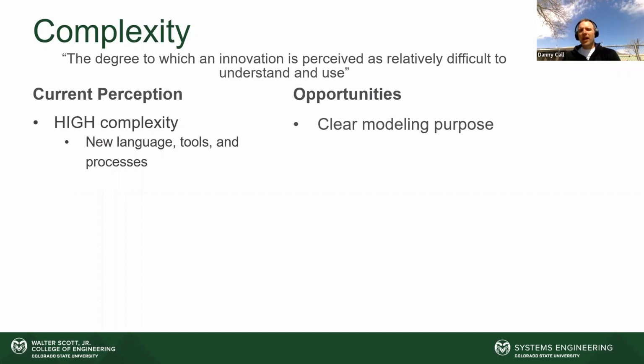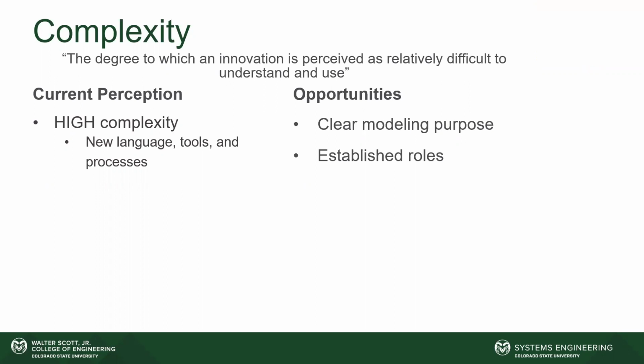So a way that we can reduce that is by making sure that whenever we introduce MBSE, we have a clear modeling purpose. Recognize that we're not doing MBSE just to do MBSE. That clear modeling purpose will provide context for those involved in the MBSE effort. And if they have context, they can see more clearly from the diagrams what you're trying to convey, and that can reduce the complexity. Also, having established roles, where not everyone on a systems engineering team needs to be an expert in the modeling tool.